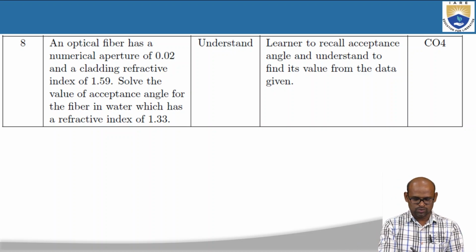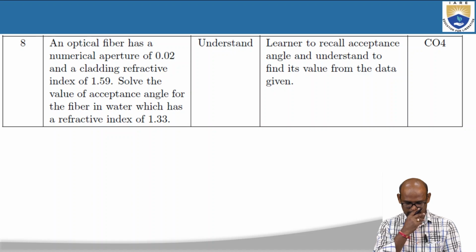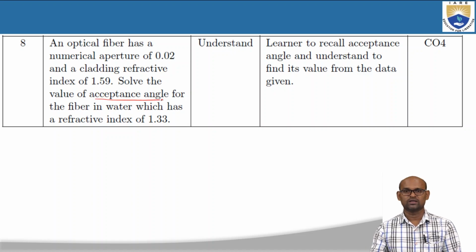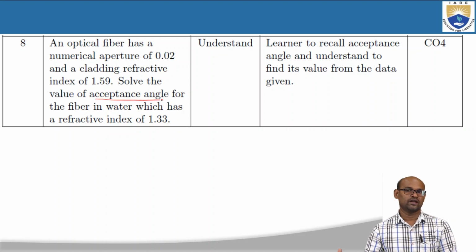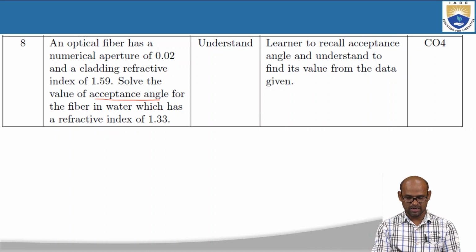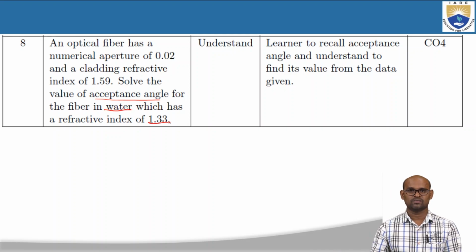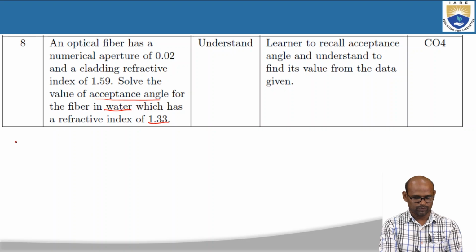Okay. So they are asking us to calculate the acceptance angle in water. So basically we are launching the light into the fiber in water, and they have mentioned the refractive index of the water, 1.3. Okay, so the solution is as follows.